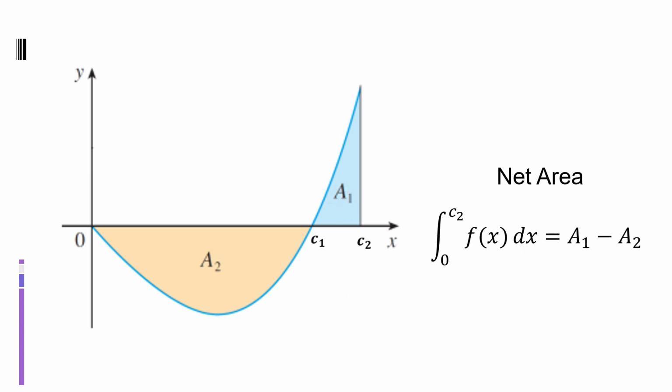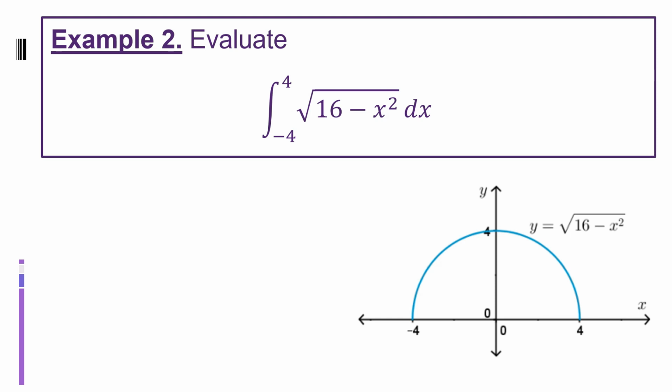minus area 2. Let's evaluate the definite integral from negative 4 to 4 of the square root of 16 minus x squared dx. Visualize first the graph para alam natin if we can actually interpret this as an area or a net area. So in this case, kita nyo naman na yung graph ng ating f of x is a semicircle above the x-axis. So we can interpret this as the area.